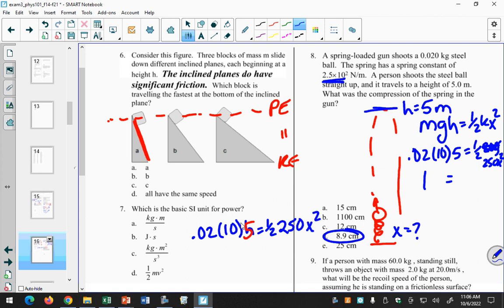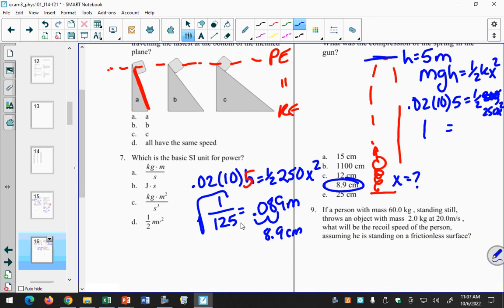This is equal to 1 divided by 125. The square root of that gives me 0.089 meters. To convert that into centimeters, it's 8.9 centimeters. Sometimes with springs, we'll just talk about them in centimeters, because often with springs, you're compressing them small amounts, so we'll talk about them as centimeters. You would stop right here for this exam.